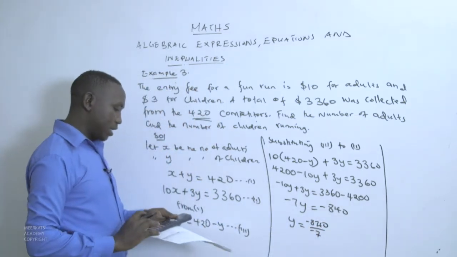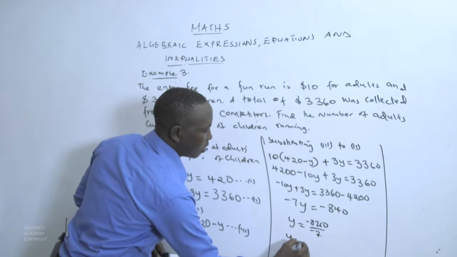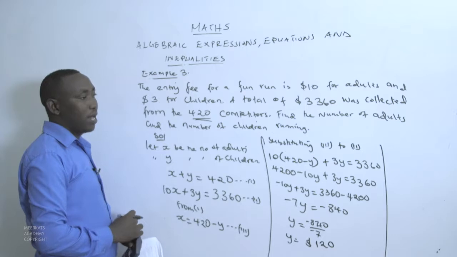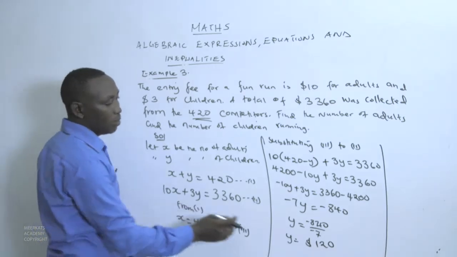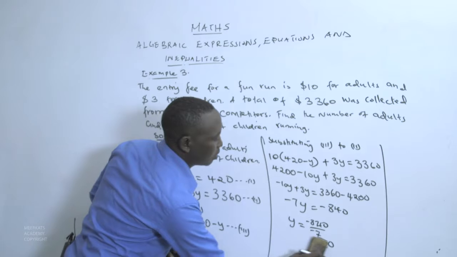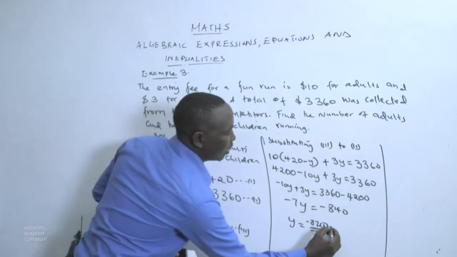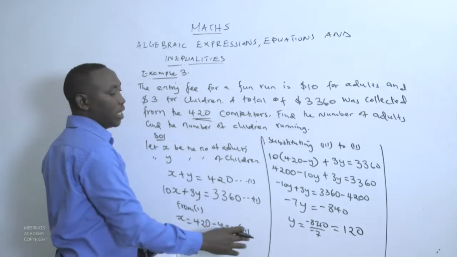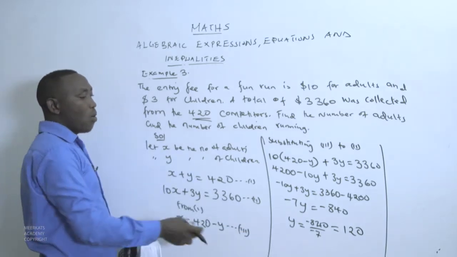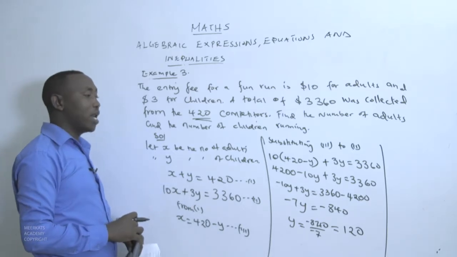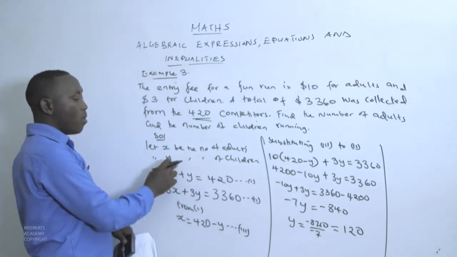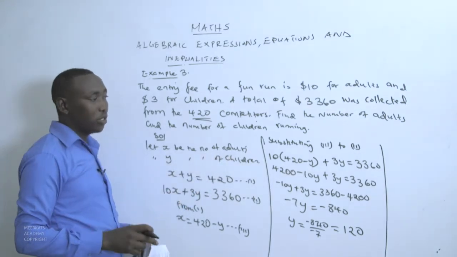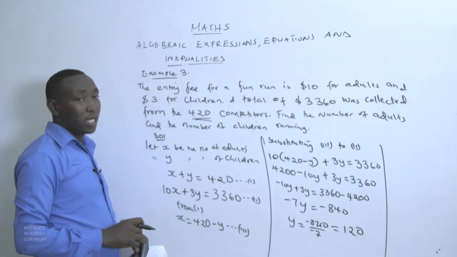And therefore, to get the value of y, we need to divide both sides by negative 7, which will give us 120. So this means that in that particular competition, y represented 120, and y was representing the number of children. So that means that in that particular competition, children were 120.